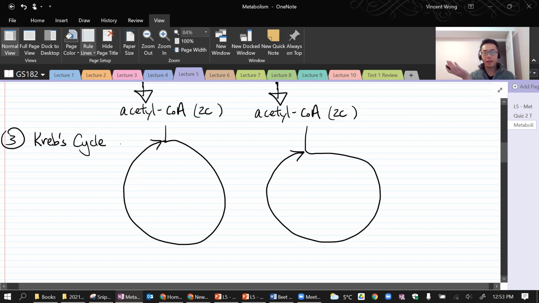Now, where are we right now? Where is the acetyl-CoA? We are in the matrix, remember? So in the matrix, there is a molecule that's floating around. It is called oxaloacetate.